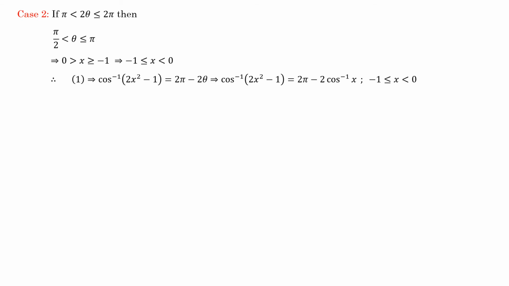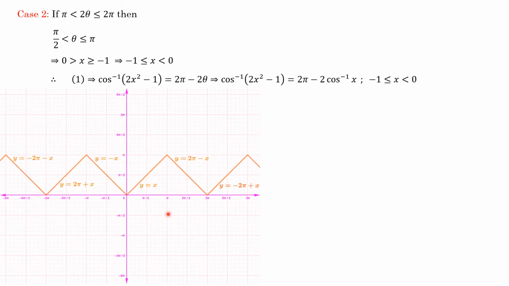So equation 1 implies, equation 1 was cos inverse of 2x square minus 1 is equal to cos inverse of cos 2 theta, and now cos 2 theta will be this term. You can see again the graph. You see this one from pi up to 2 pi, that means from here up to here, pi up to 2 pi. This cos inverse will remove, actual function is this one.